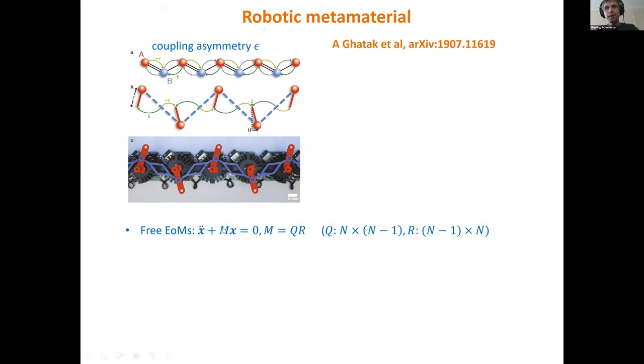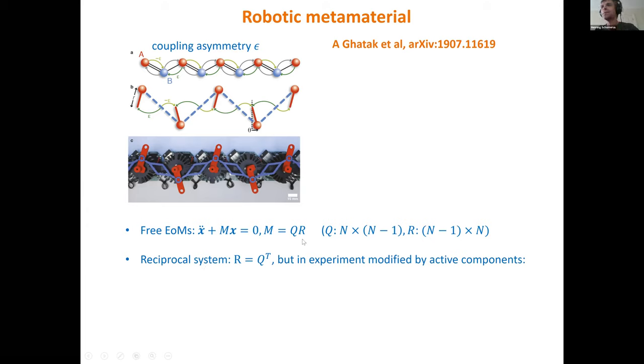And now actually, if you look at the way that this mathematics works out with this particular configuration, the other aspect which is important is that if you write this as Q times R, then Q and R are sort of defective matrices. They are not square matrices. There's one row missing. Now, if Q and R were the transpose of each other, you would have a reciprocal system, but in the experiment, this is not the case. And if you now transform this set of equations of motion into one first order differential equation, you double the dimensions, you get an effective Hamiltonian, which is no longer symmetric.